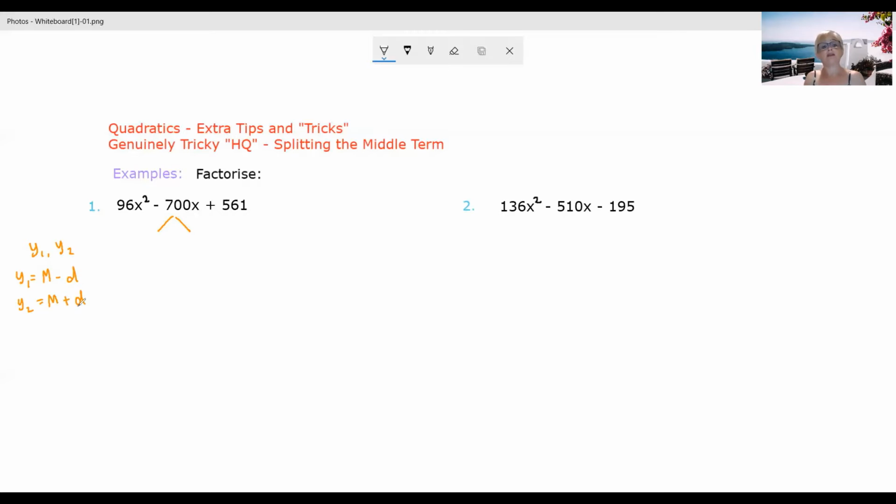And the m and the d can be found according to what we would normally want our sum and difference to be. In this case, we want our two numbers to add to give b, which is negative 700, and to multiply to give AC, which is 96 times 561, which is a whopping 53856. Now, we definitely would not want to have to fiddle with that and try to work out the factors there.